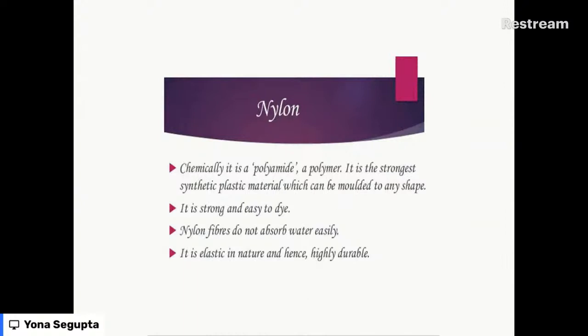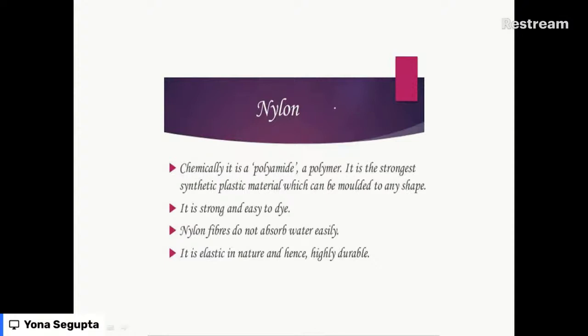We also need to know that, isn't it? Yes. So you can say that it was in 1931. It was made without using any natural raw material from plant or animal. And how was it prepared?